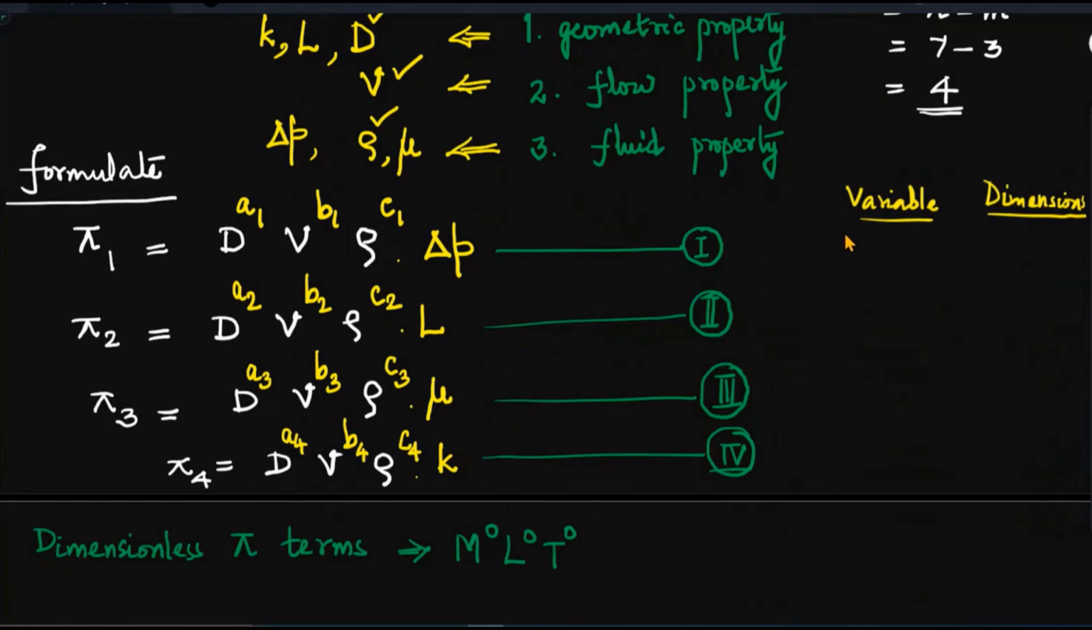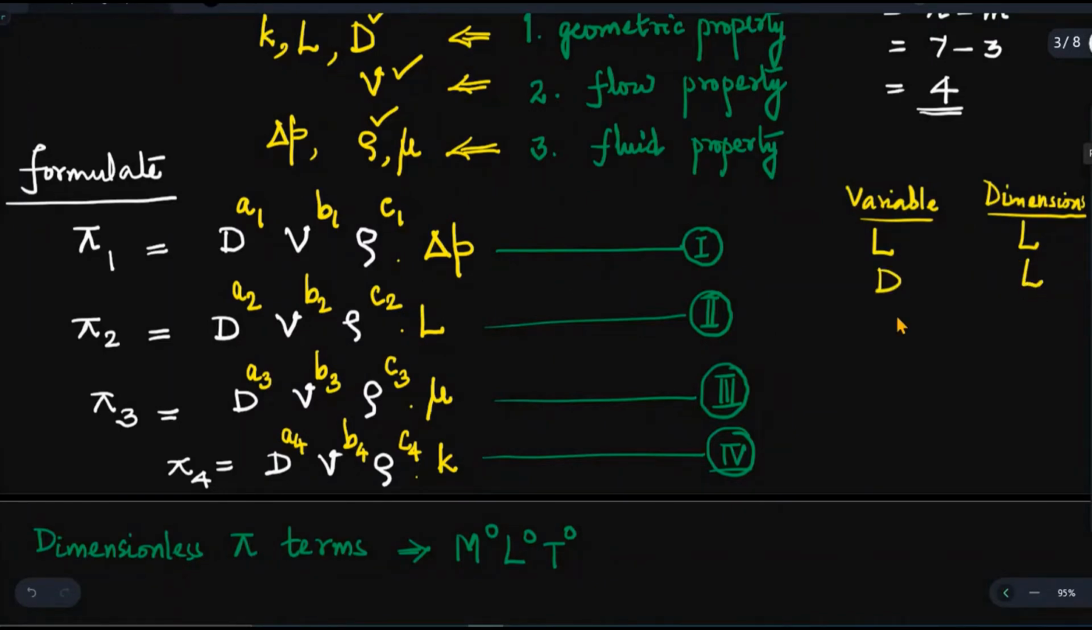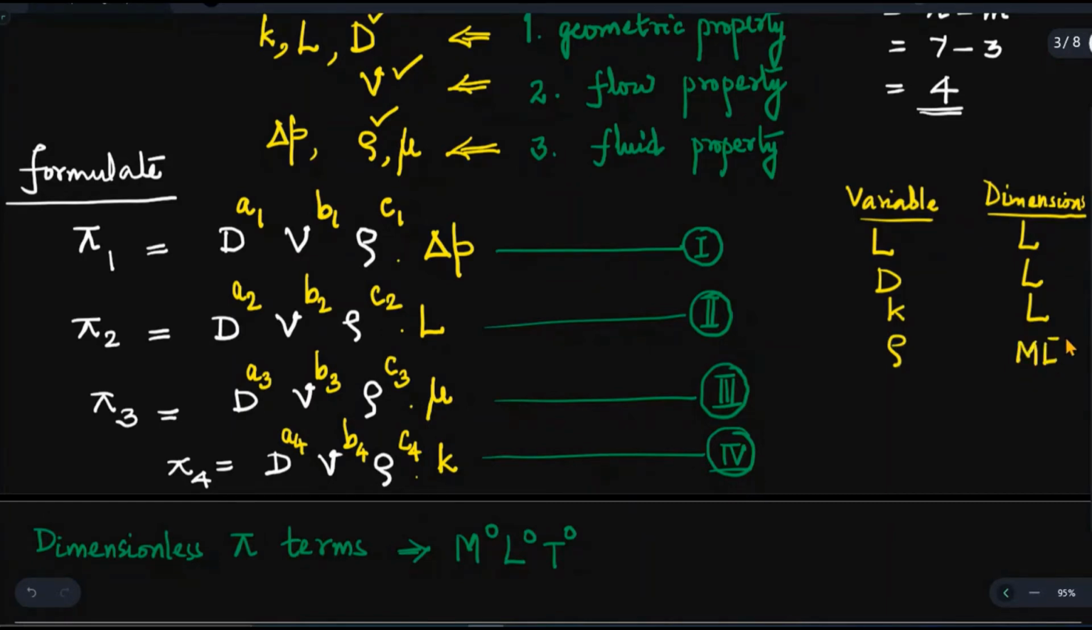You know, that is for this purpose. So the length has the dimension length itself. The diameter has the dimension length itself. And pipe roughness K has the dimension length itself. And then density rho has the dimension mass per unit volume. So that is M L raised to minus 3.